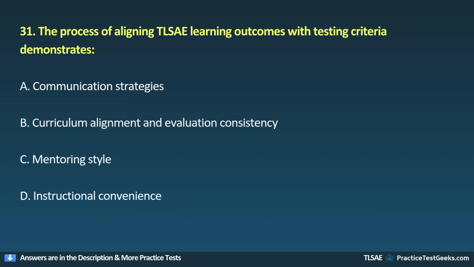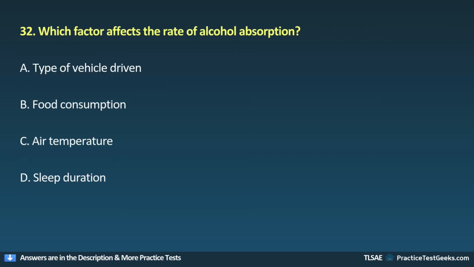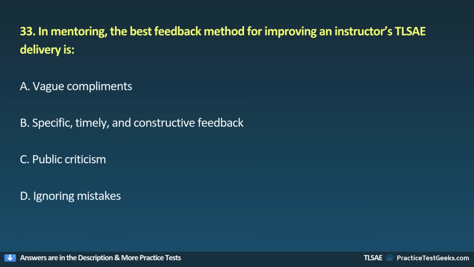Communication strategies. B. Curriculum alignment and evaluation consistency. C. Mentoring style. D. Instructional convenience. 32. Which factor affects the rate of alcohol absorption? A. Type of vehicle driven. B. Food consumption. C. Air temperature. D. Sleep duration. 33. In mentoring, the best feedback method for improving an instructor's TLSAE delivery is A.